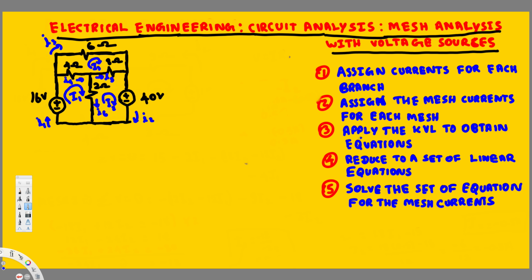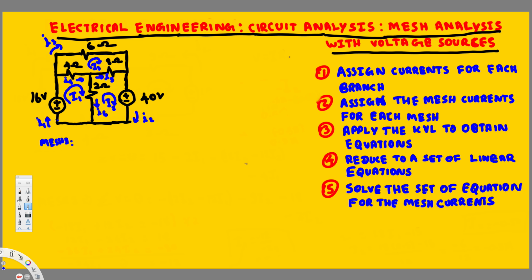Now the third step is to apply Kirchhoff's voltage law to obtain equations. Kirchhoff's voltage law says that the addition of all the voltages in the mesh is going to be equal to 0. So first of all, let's take this mesh, the I1 mesh, mesh 1.